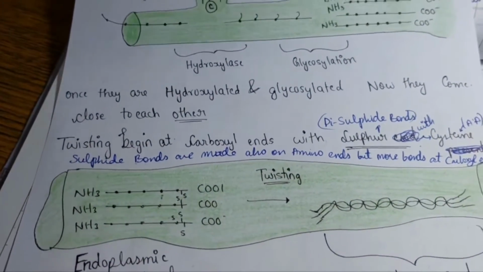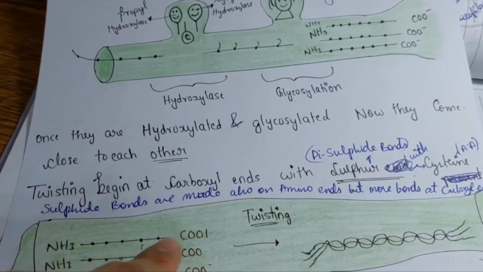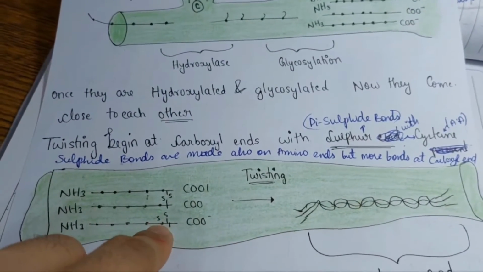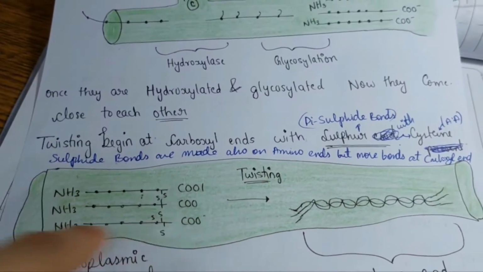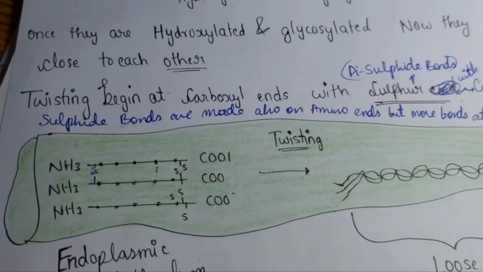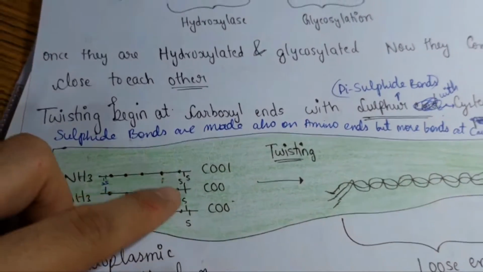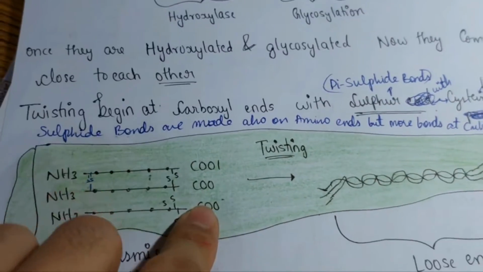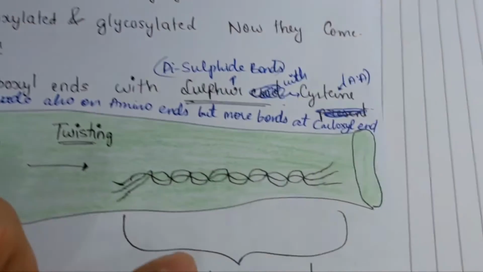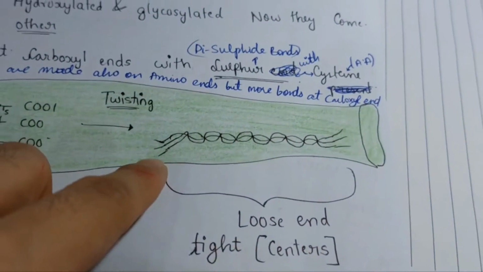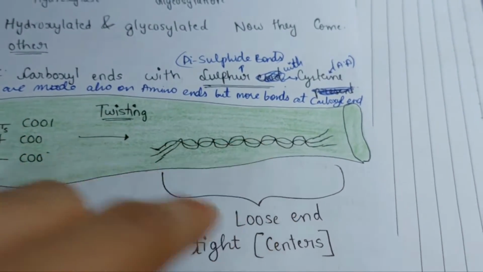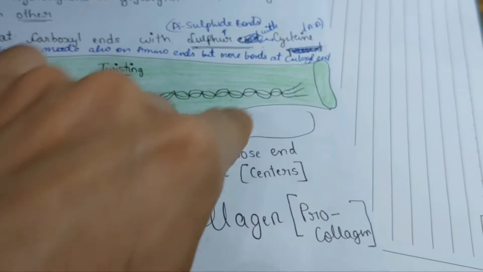The twisting of these three chains starts because of formation of disulfide bonds. We have disulfide bonds which will be formed on the carboxyl end as well as on the amino end, but the amount of disulfide bonds will be higher on the carboxyl end, so therefore the twisting begins from the carboxyl end. And the twisting will look something like this, where the ends are free or loose, but the main twisting happens in the middle, and this will now be called procollagen.